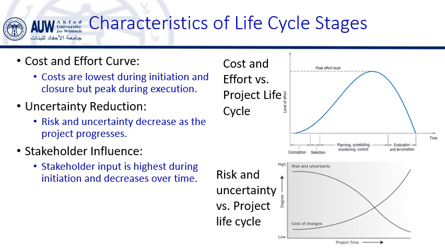Now that we have gone over the stages of the project life cycle, initiation, planning, execution, monitoring and control, and closure, let us focus on how key factors like cost and effort, risk and uncertainty, and stakeholder influence are involved through these stages. Understanding how these elements interact at each phase is crucial for successful project management. Let us break them down.